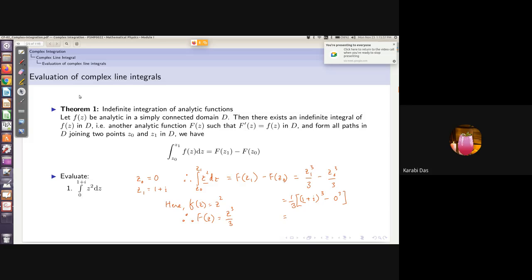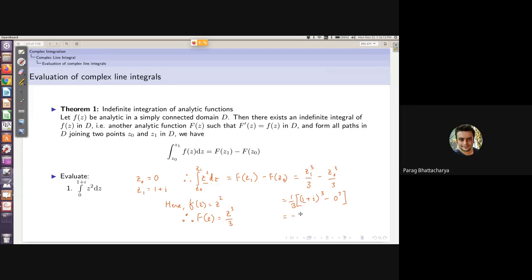Sir, minus twice i by 3. Who said that? Who's going to give this answer? Sir, Korobi. Korobi, can you tell the answer again? Minus twice i by 3. I hope everybody got this answer. Others, please just check. Minus 2i by 3.